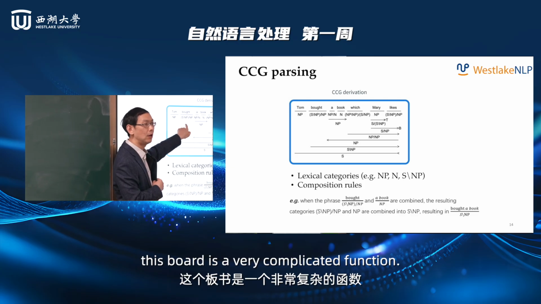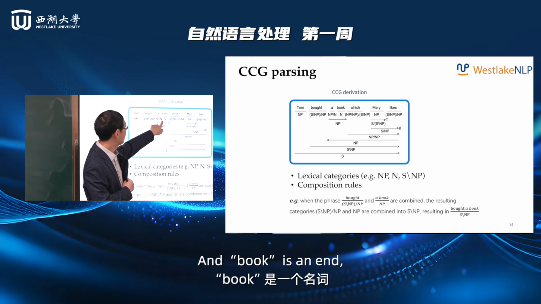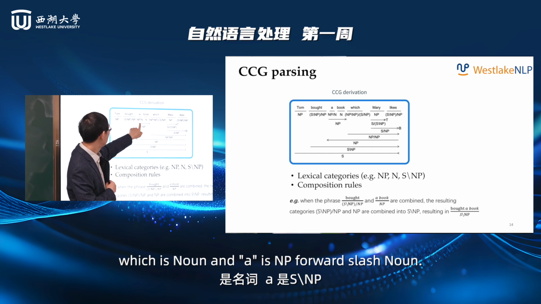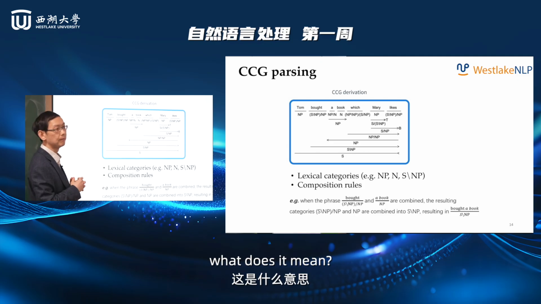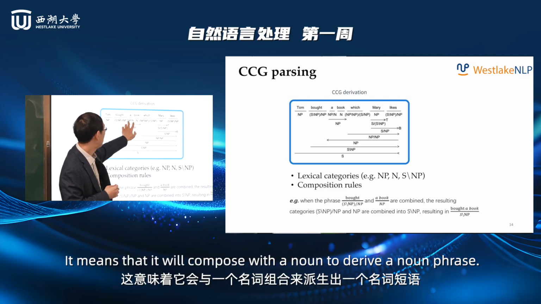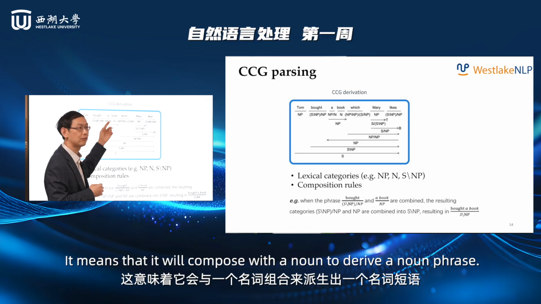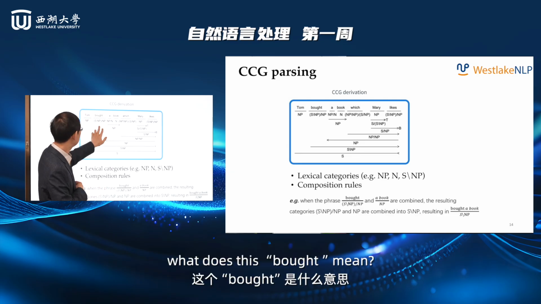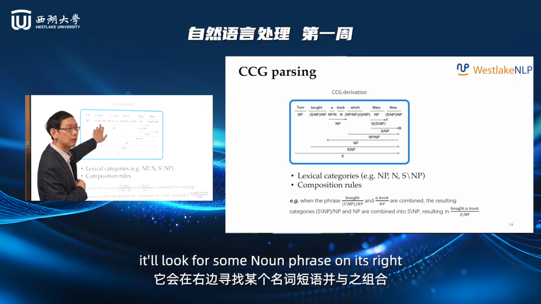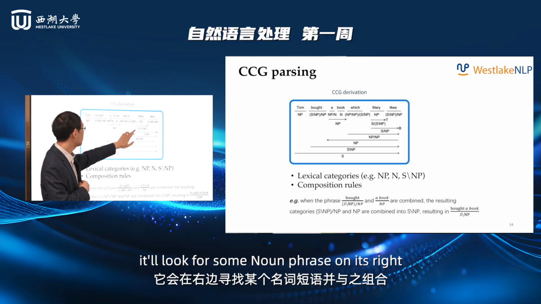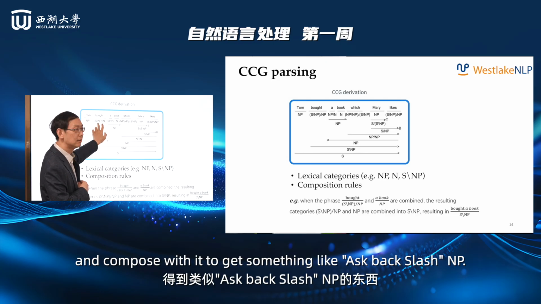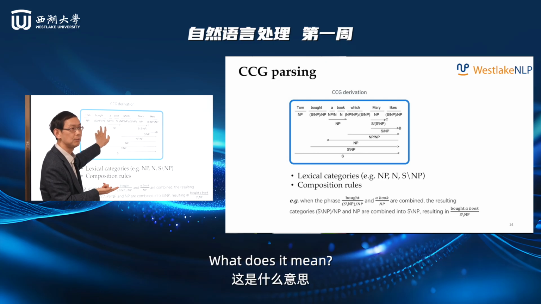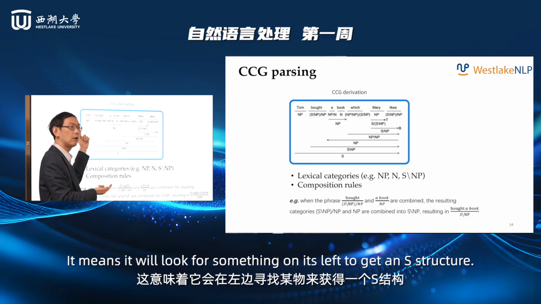So bought is a very complicated function, and book is an N, which is a noun, and the is an NP / N. What does it mean? It means that it will compose with a noun to derive a noun phrase, okay? So what does bought mean? It will look for some noun phrase on its right and compose with it to get something like S / NP. What does it mean? It means it will look for something on its left to get an S structure.